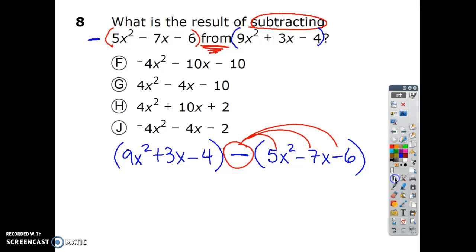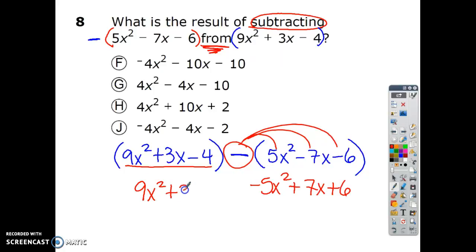Pause the video and see if you get the same answer we did. So when you distribute the negative, what happens? The 5 becomes a negative 5x squared. So the next one becomes a positive 7x because it was a minus. And the last one also becomes a positive. So all the signs changed in there. And the front polynomial just comes down. So that's 9x squared plus 3x minus 4.